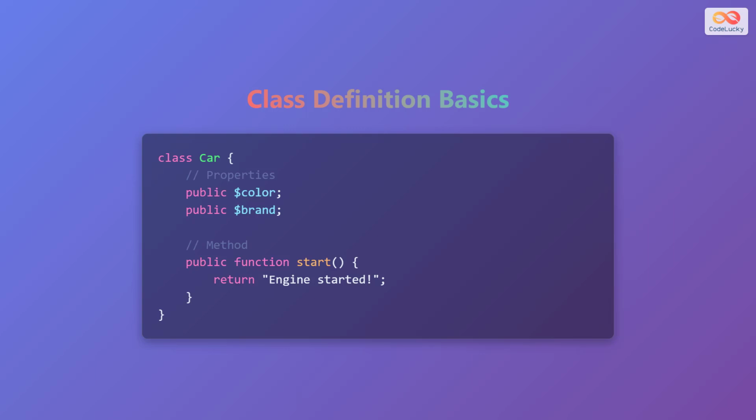In this example, we're creating a class called Car. It has two properties: color and brand. Both are declared as public, meaning they can be accessed from outside the class. It also has one method called start, which returns the string "engine started." This method defines an action that a car object can perform.